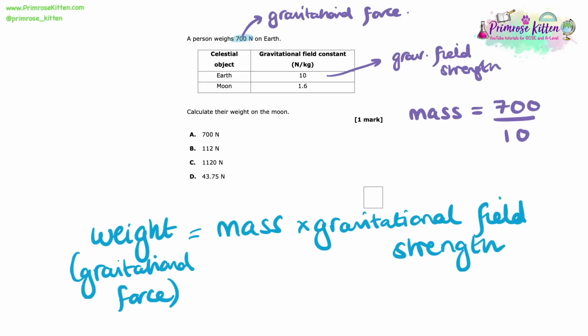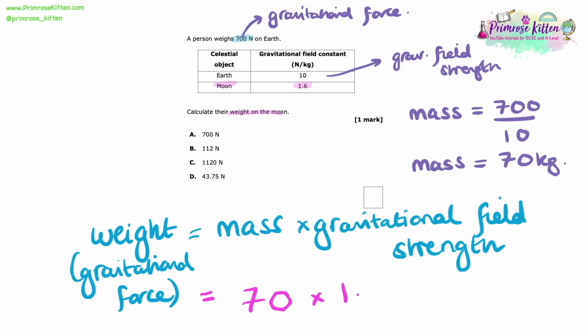Well, rearranging this equation, we find that mass is equal to the gravitational force divided by gravitational field strength, which gives us 700 over 10, which is 70 kilograms. So now we need to calculate their weight on the Moon. Here all we need to do is to plug in the numbers into our equation again.